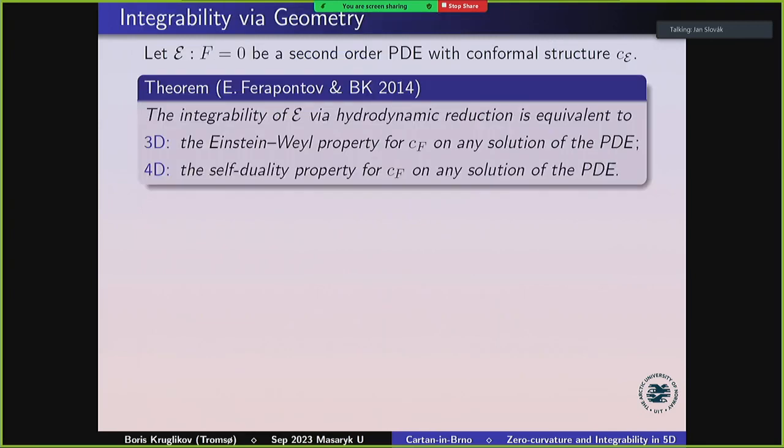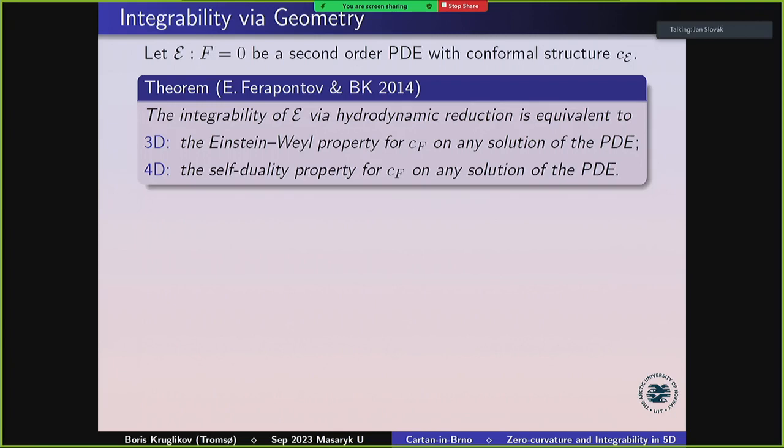So, I recall two theorems in order to show what kind of model we would like to get. A theorem with Sarapanta: the integrability of an equation with dynamic reductions, I don't say what it is, but it's okay. In 3D it is equivalent to the Einstein-Weyl property for this conformal structure on any background solution. For 4D it is a duality property.